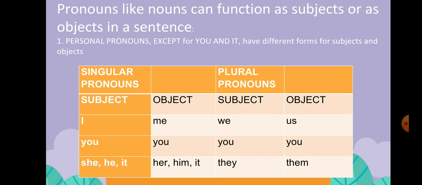So a thing that we need to keep in mind, guys, is that except for the pronouns you and it, which are the same in the subject and object pronouns, the rest of the pronouns change when they are subject pronouns and when they are object pronouns, okay? Next slide.